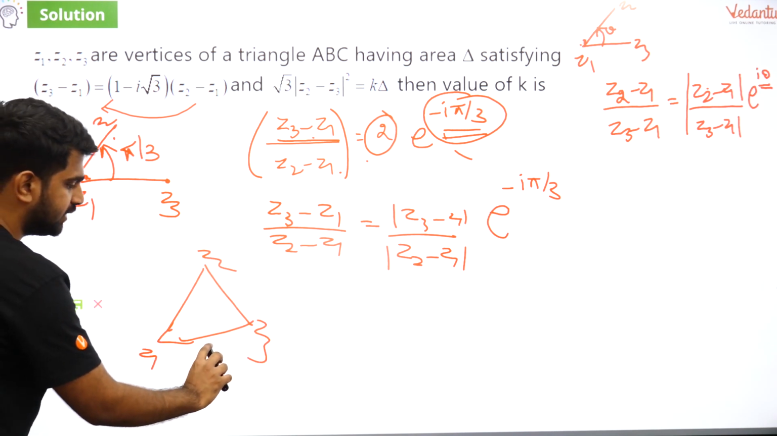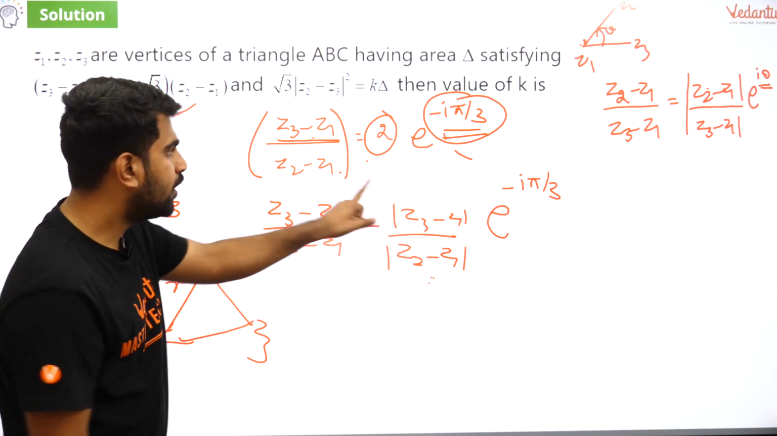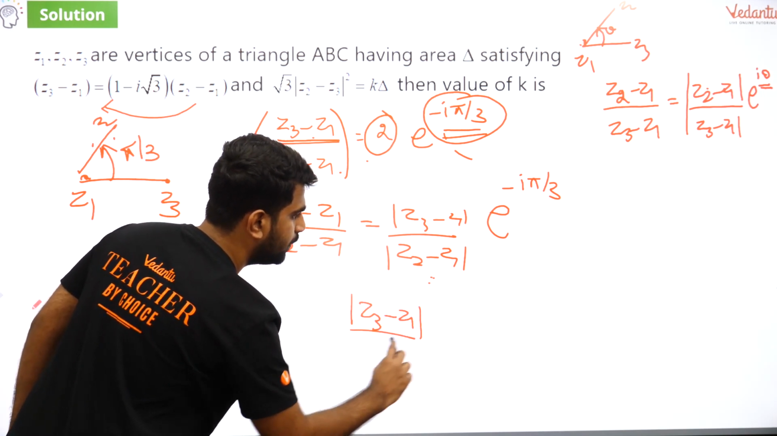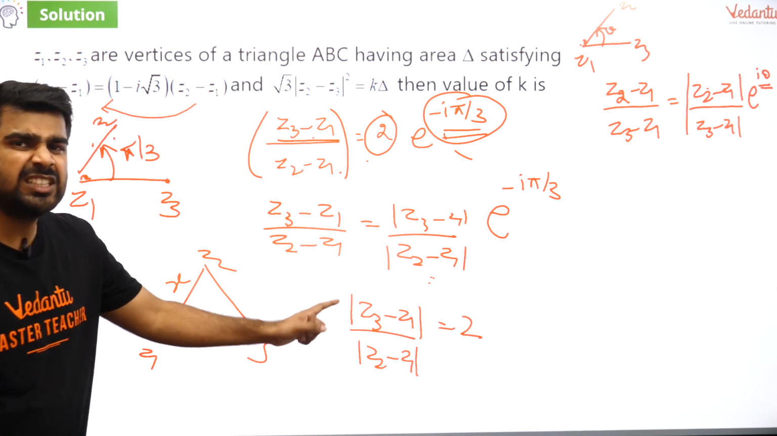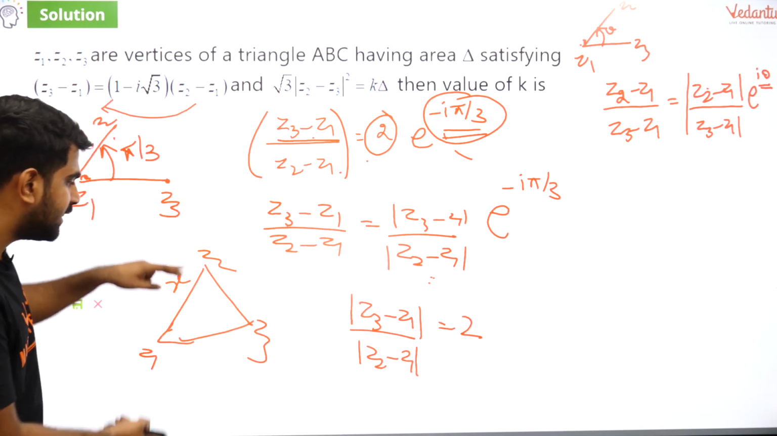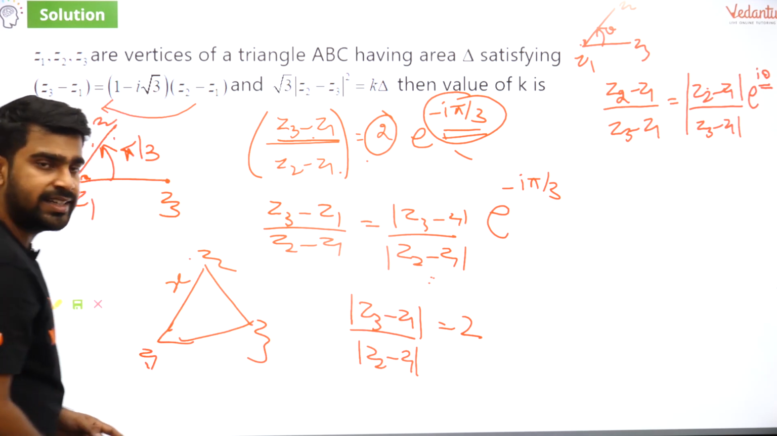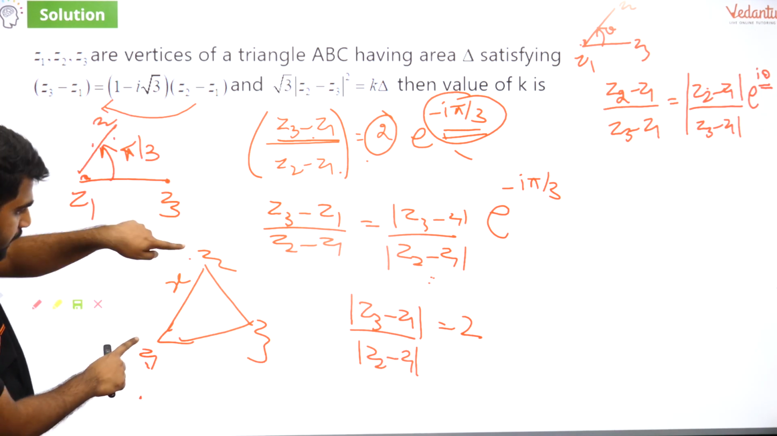Now let us say this distance is X. Now if this distance is X, what is the ratio 2? Ratio 2 is mod of Z3 minus Z1 by mod of Z2 minus Z1 equal to 2. So what does this mean, guys? This modulus is nothing but the distance between these two. So mod of Z3 minus Z1 is nothing but this distance. Mod of Z2 minus Z1 is nothing but this distance.